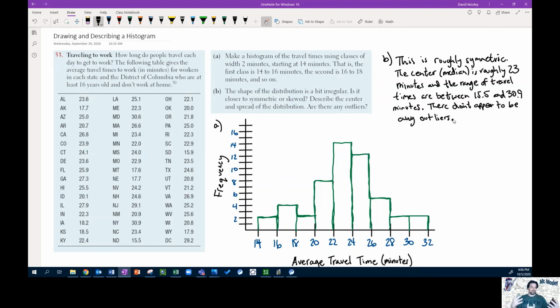So there we go. We answered question B. This is roughly symmetric. The center, median in this case is what I used, is roughly 23 minutes, and the range of travel times are between 15 and 30.9 minutes. There don't appear to be any outliers. And there you have it. Again, the best thing we did in this one was use our calculator. It does a lot of the legwork for us, so then we just essentially copy down the data that was provided.